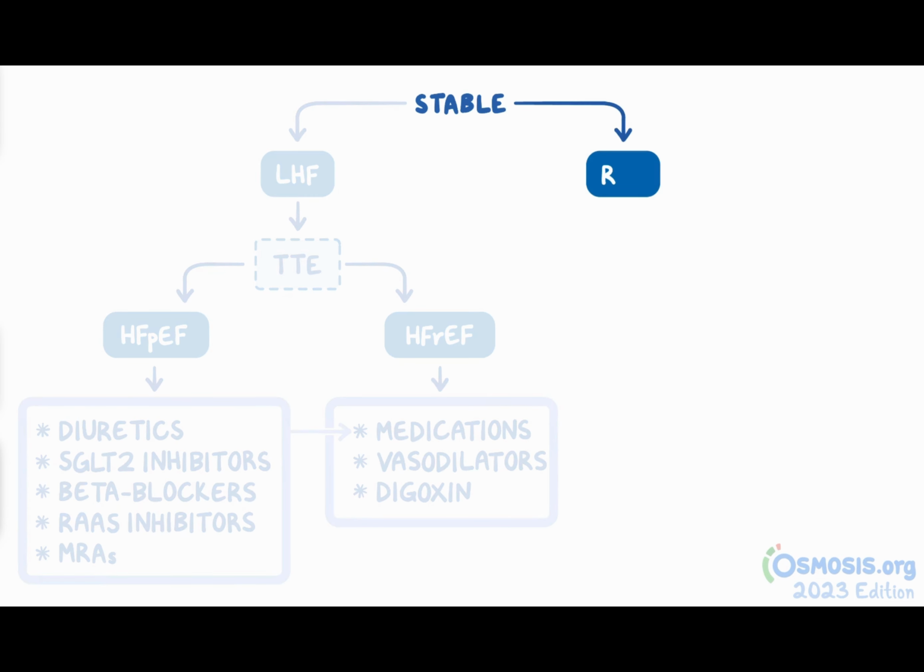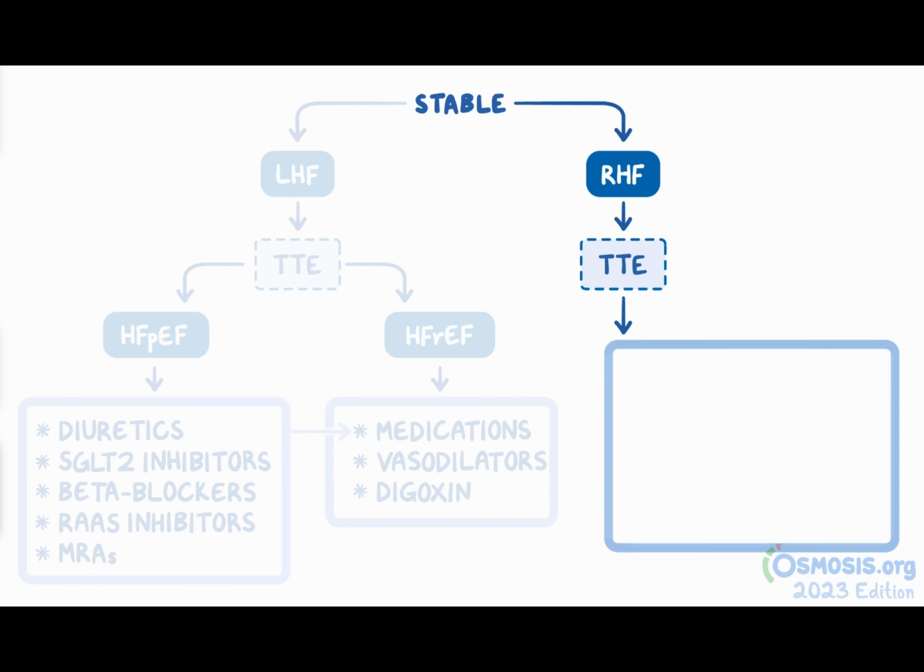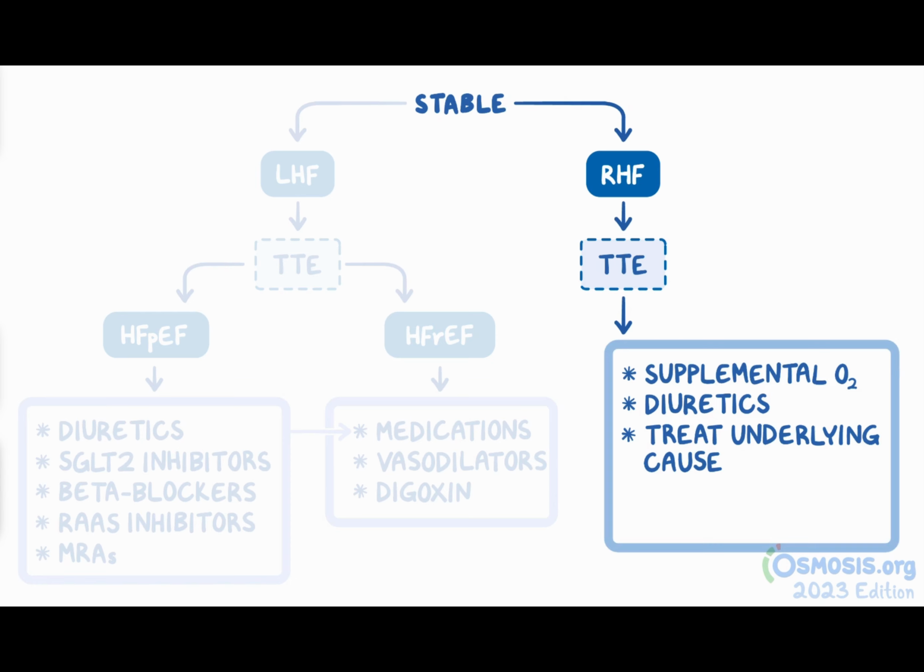When it comes to right-sided HF, you should also use TTE to assess the patient. Patients with right-sided HF require supplemental oxygen and diuretics. You should also treat the underlying cause, which means that you might need to consult the surgical team if the patient has any underlying structural abnormalities.